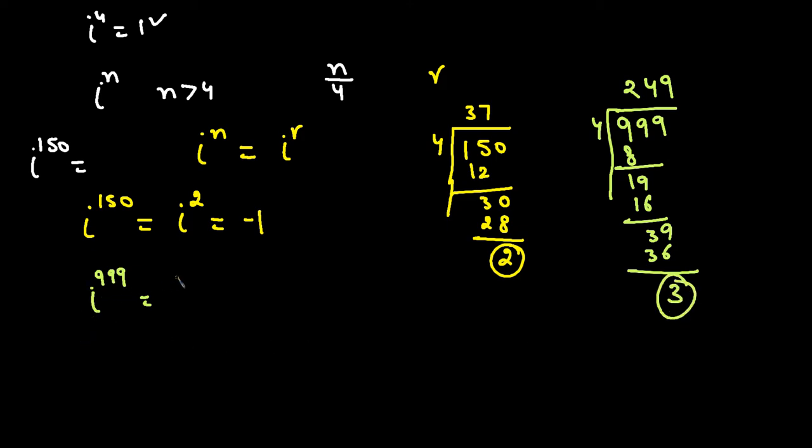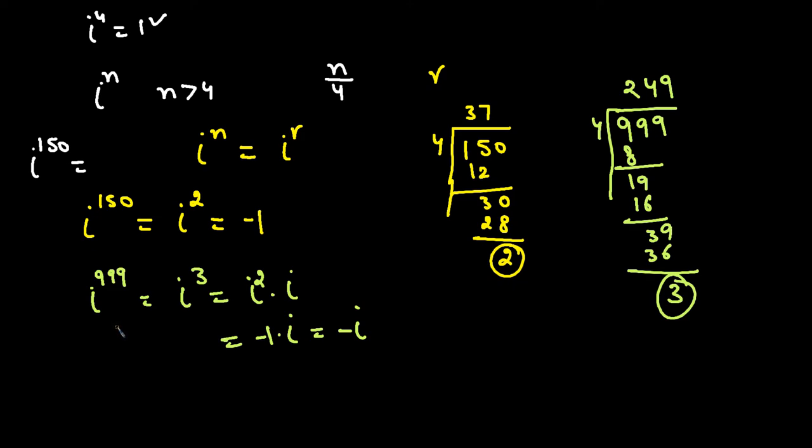So this basically is equal to iota raised to power 3, which is iota square into iota. Iota square is -1 and iota is just iota. So the answer is just negative iota. So that's how you can solve these kinds of imaginary number problems.